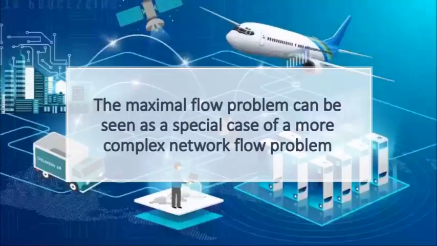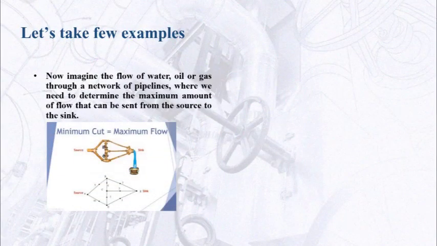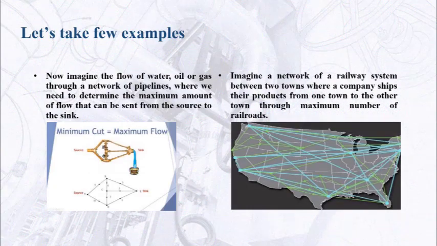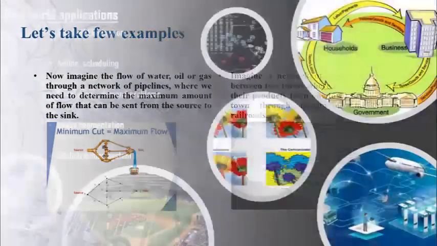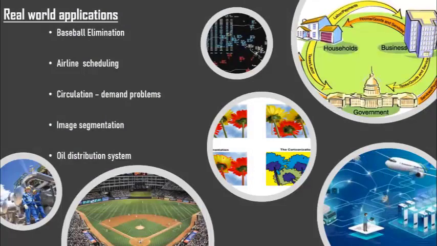Not only road system problems, we can also see the maximal flow problem is a special case of a more complex network flow problem. Let's consider a few examples. We can use this algorithm to determine the maximal flow amount of water, oil or gas through a network from the source to the sink, and also maximize the flow of a railroad system that ships the product from one town to the other town. Furthermore, we can use this algorithm for baseball elimination, airline scheduling, circulation demand problems, image segmentation, and oil distribution systems.